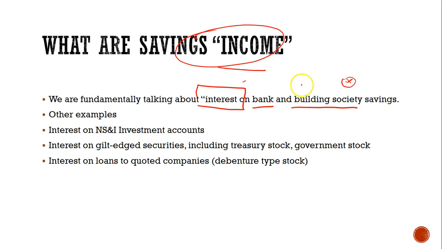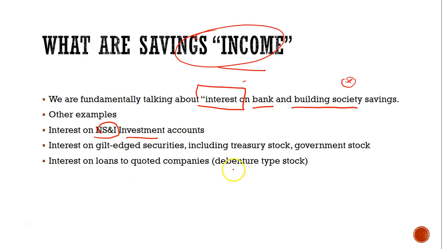Other examples of savings income. In class, if you remember, I said that we had National Savings and Investments, and they started off just making certificate accounts, and those were tax-free, but they also now make other products. So for the other products, their investment accounts and direct saver accounts, any interest from there is taxable. Now, gilt-edged securities are government bonds, if you like. If you buy any government bonds, any treasury stock, any government stock, basically if you lend money to the government and the government pays you back interest, that interest is taxable.